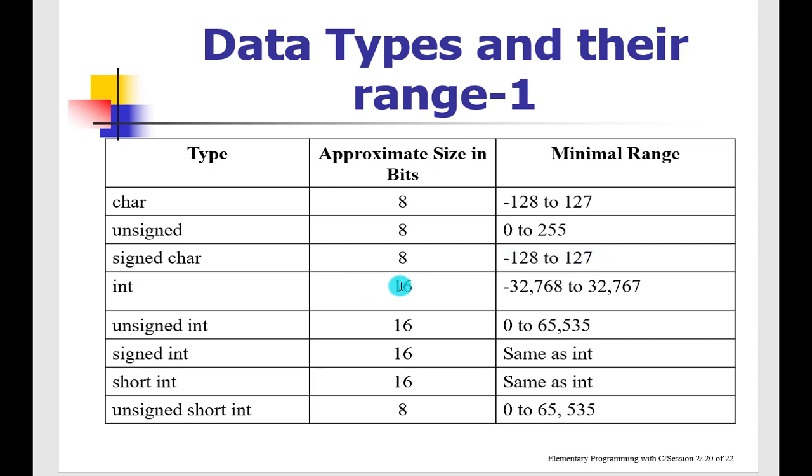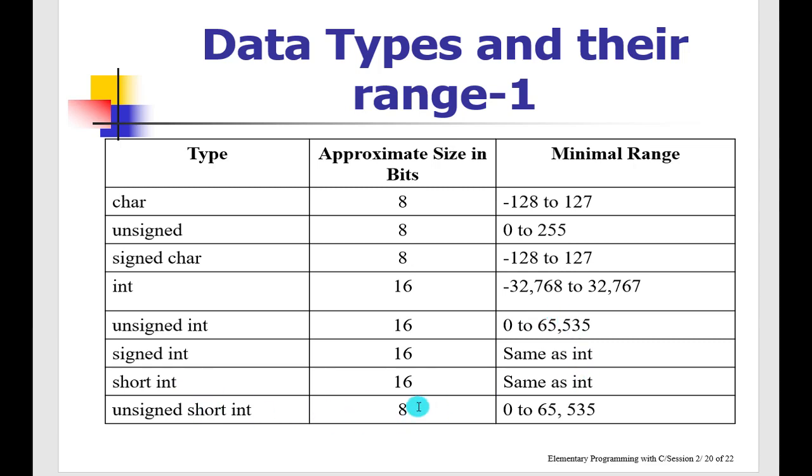Int taking up 16 bits or 2 bytes, -32,768 to 32,767. Unsigned int taking up 16, that is 0 to 65,535. But we have seen for when it is using 4 bytes, it takes up about 2 billion, from 0 to 2 billion. Signed int is the same as int, short int is the same as int.